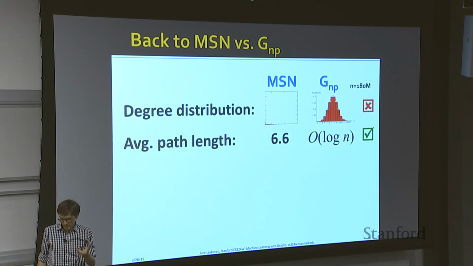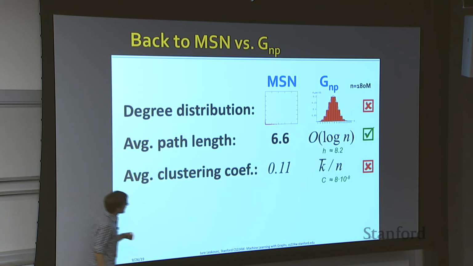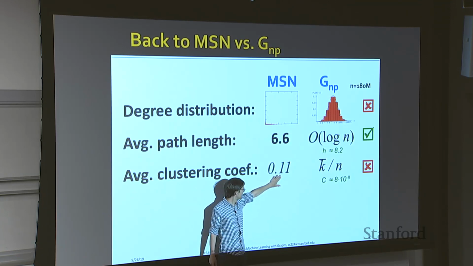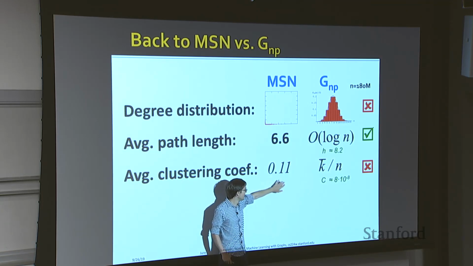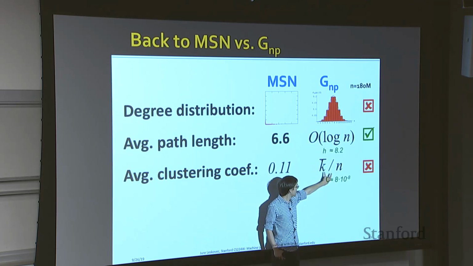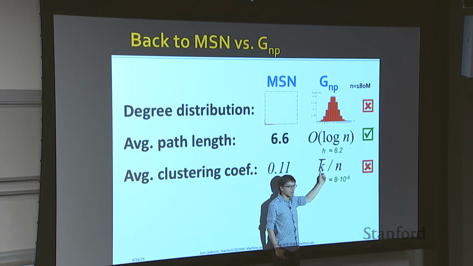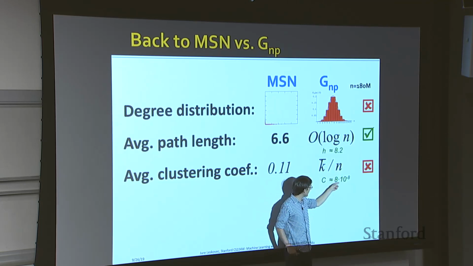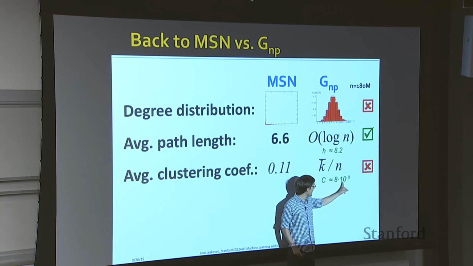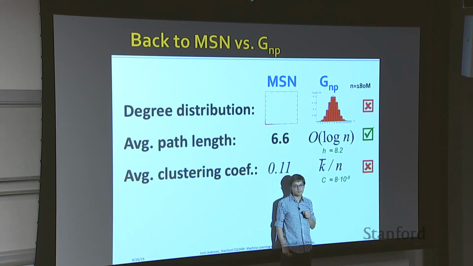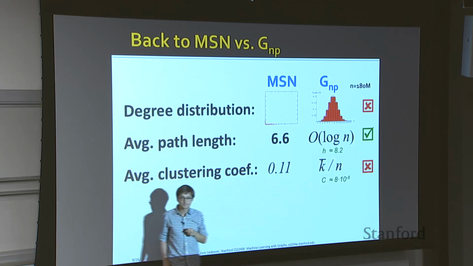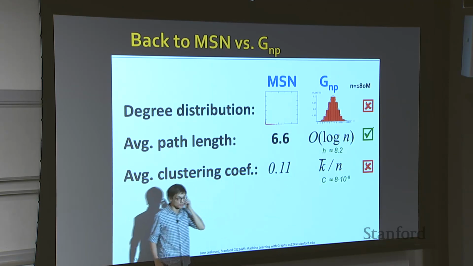Then we said clustering coefficient, right? The clustering coefficient in the MSN graph was 0.11. If you take the average degree, which was 14, divided by 180 million nodes, then an equivalent random graph would have clustering of 8 times 10 to the minus 8, right? So we are about 6 orders of magnitude away, right? So obviously not good, right?